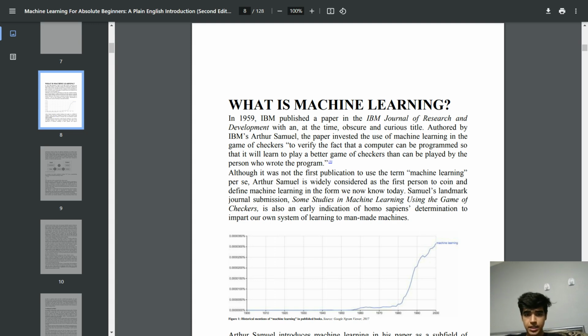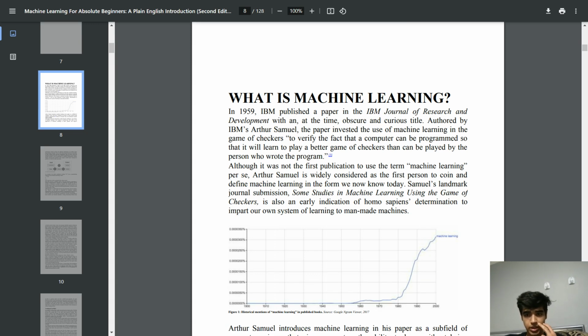As you can see, on this date IBM published a paper in the IBM Journal of Research and Development with an, at the time, obscure and curious title. The paper investigated the use of machine learning in the game of checkers, to verify the fact that the computer can be programmed so that it will learn to play a better game of checkers than can be played by the person who wrote the program.